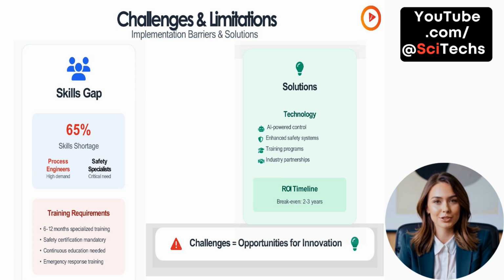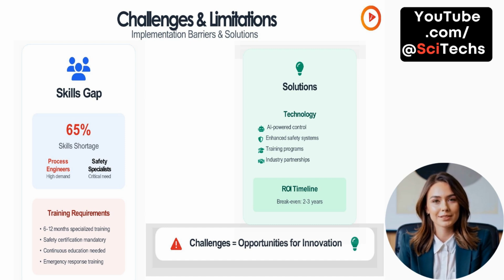To address these shortages, rigorous training requirements are essential. Most roles require 6 to 12 months of specialized training before individuals can operate or oversee systems independently. Mandatory safety certifications ensure that employees are fully aware of hazards and proper mitigation strategies. Continuous education is needed to stay updated on evolving technologies and standards. Emergency response training is also crucial, preparing staff to handle critical incidents with confidence and speed.